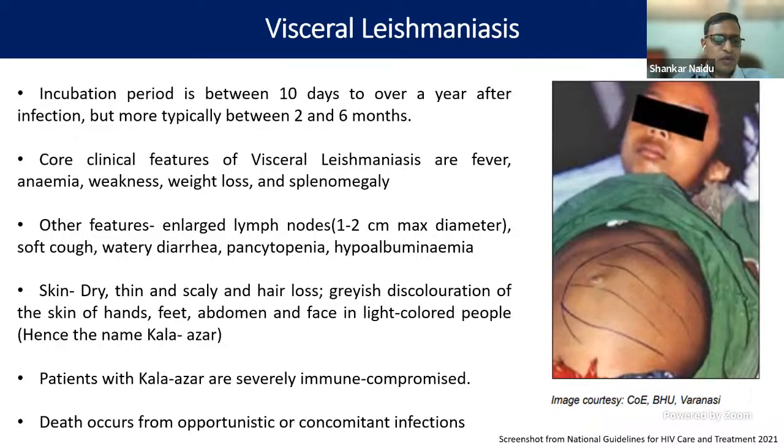Among the other features, soft cough, dry cough, watery diarrhea, pancytopenia, and hypoalbuminemia can be seen. Even though enlarged lymph nodes can be seen, it is not common in Indian patients with visceral leishmaniasis. Lymph node enlargement is commonly reported in the African variety of leishmaniasis. The skin can be dry, thin, or scaly. There would be hair loss and grayish discoloration of the skin over the body, and this has given the name Kala Azar to this disease. Deaths usually occur because of opportunistic or concomitant infection resulting from immunosuppression.